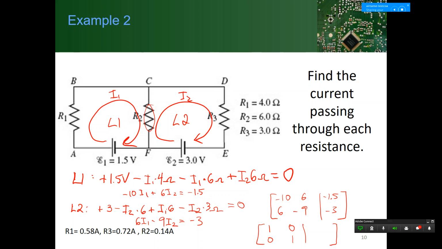Anyone solve it? What'd you get? 0.72? Not the number that I got. So let's see if we wrote down the same thing.